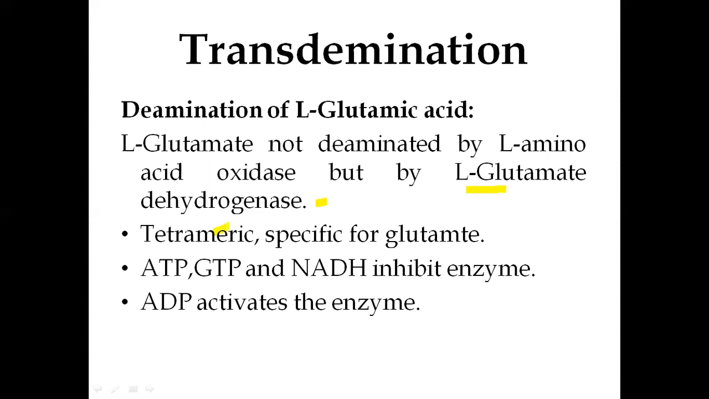For example, ATP, GTP, and NADH inhibit the activity of this enzyme, whereas ADP, adenosine diphosphate, activates the enzyme activity. Transdeamination is deamination of L-glutamic acid by the enzyme glutamate dehydrogenase. This is tetrameric and it is widely present in the tissues, specific for glutamate. It is a Zn2+ containing enzyme. Its activity is inhibited by ATP, GTP, and NADH, and increased by ADP.